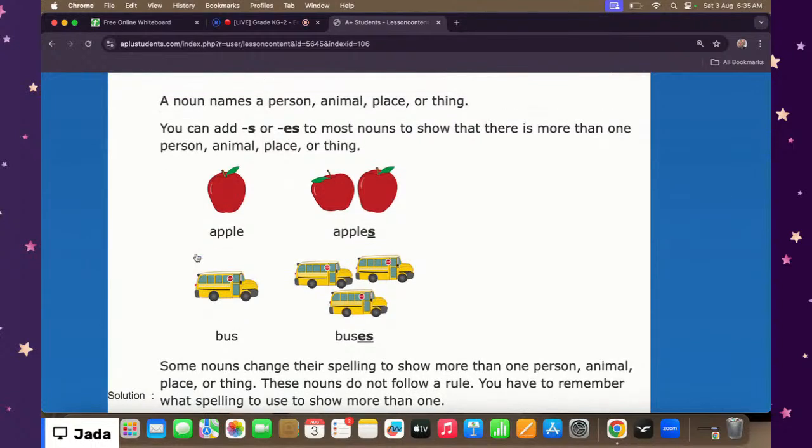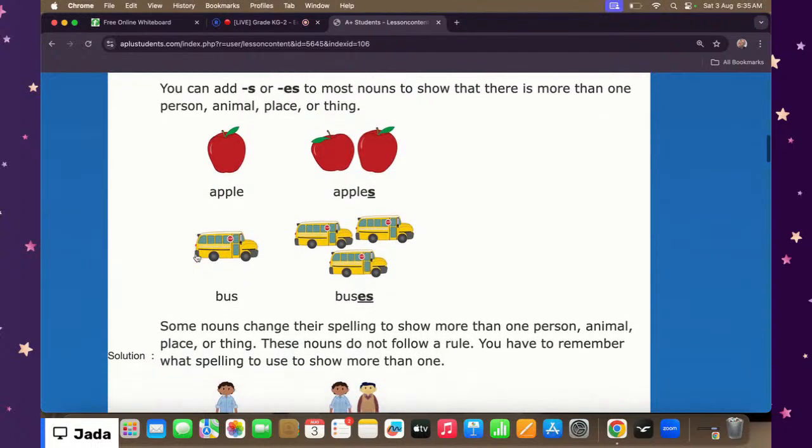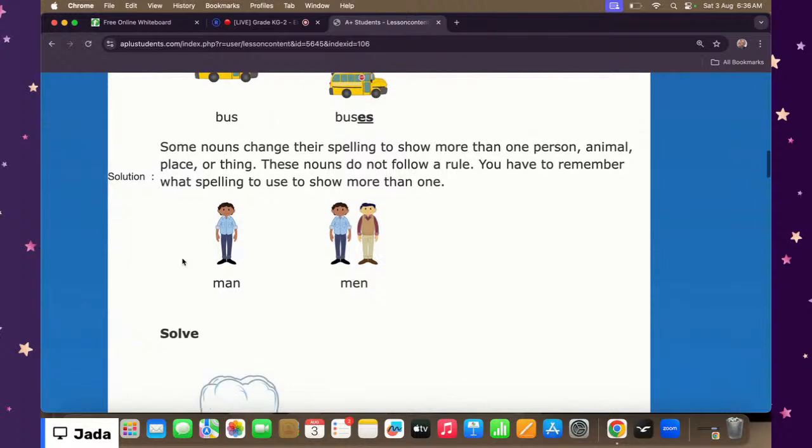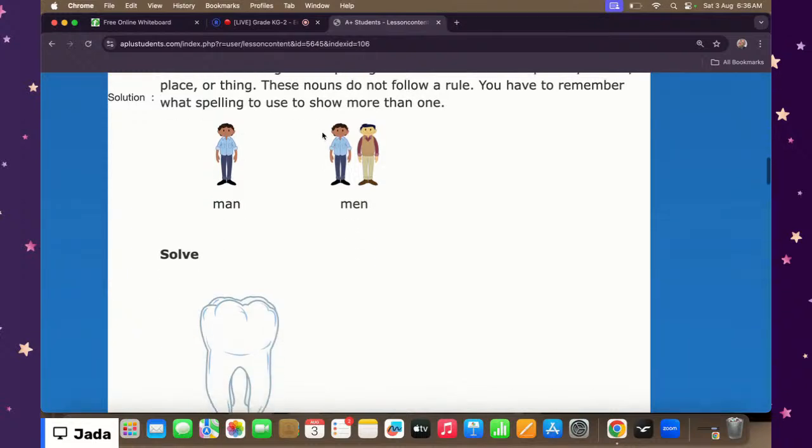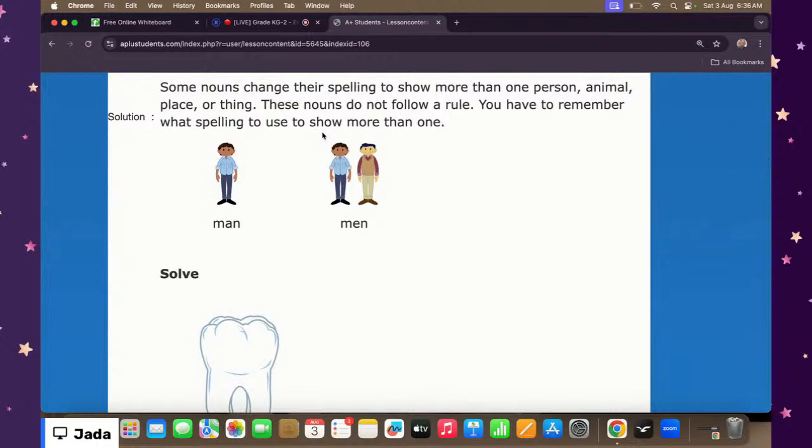As usual, you know what a noun names, and then you can also add s or es to most nouns to show that there's more than one. We've said this before. Some nouns change their spelling. Take note, some nouns change their spellings to show more than one person, animal, place, or thing. These nouns do not follow a rule. You have to remember what spelling to use to show them.